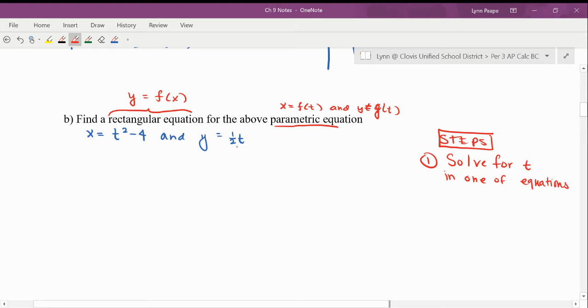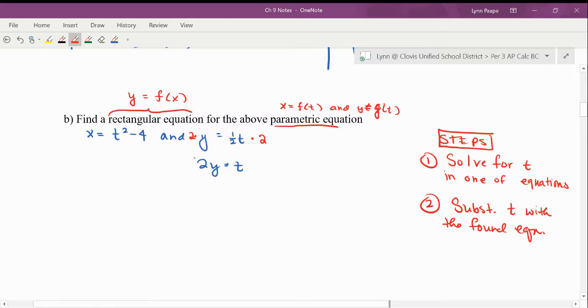So, and it really doesn't make any difference which one you do. I'm going to solve for t in this equation because I can do that just simply by multiplying by 2. So then I would have 2y is equal to t. And then once I have that, my second step would be to now substitute t with the found equation. So the equation you just found.